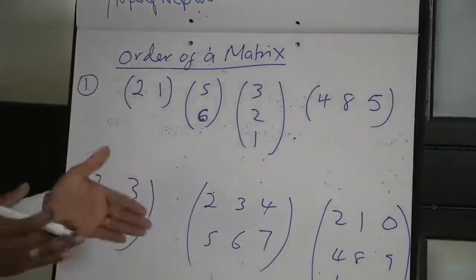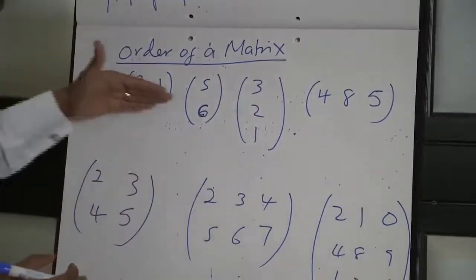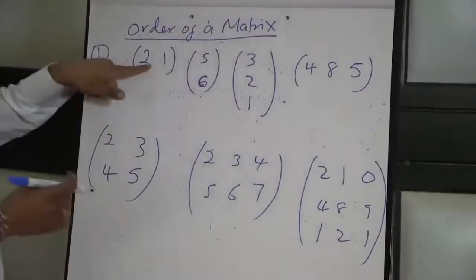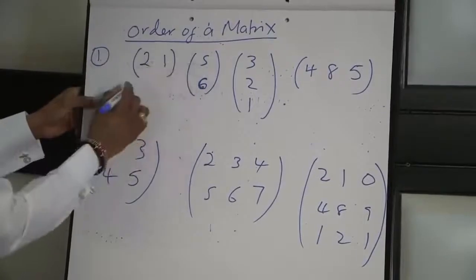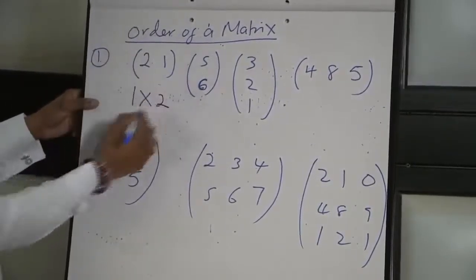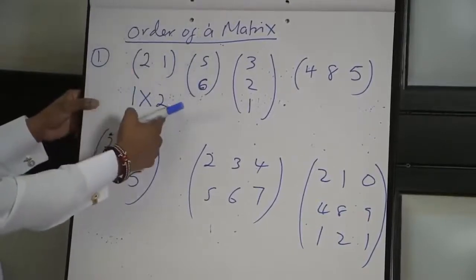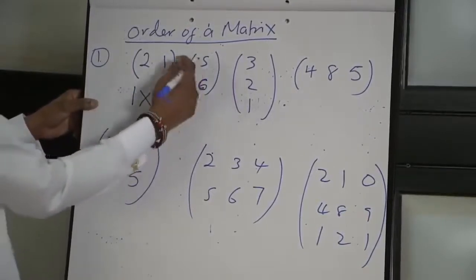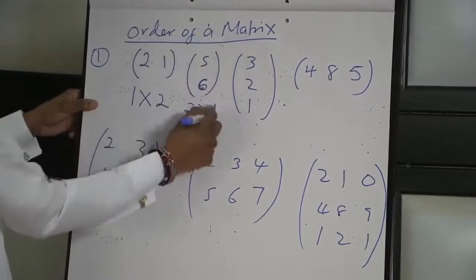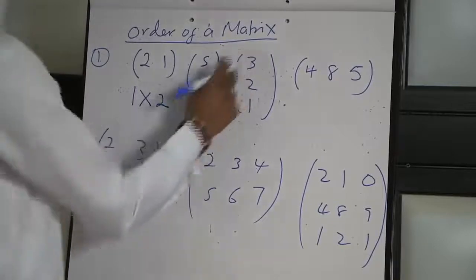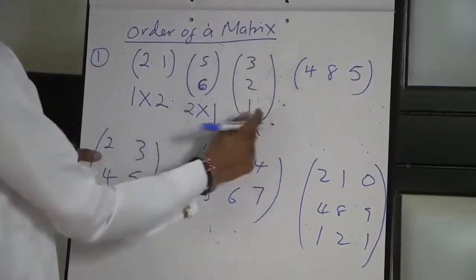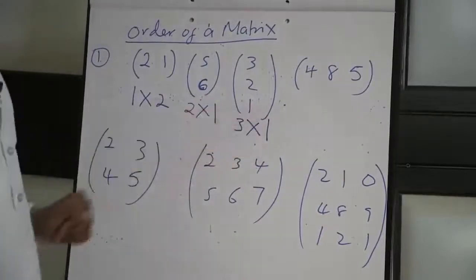Number one, you name them as per the rows and columns. In our first one, we have one row by 2 columns, so this is named a 1 by 2 matrix. How do we name this? 2 rows by 1 column, so this is a 2 by 1 matrix. The next one has 3 rows by 1 column. This is a 3 by 1 matrix.